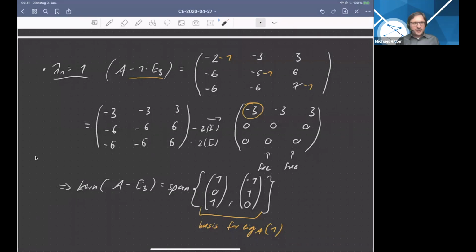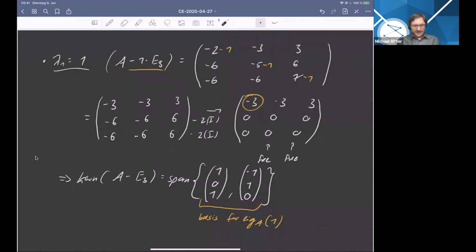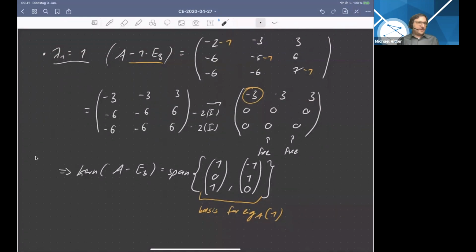So the dimension of the kernel, or of the solution space more generally, of that linear system is the number of columns minus the rank. So in this case, 3, that's the number of columns, minus 1, that's the rank. So we get a 2-dimensional solution space. And that's the dimension of the eigenspace in this application. So we get 2 linearly independent eigenvectors because there's a basis with 2 elements.